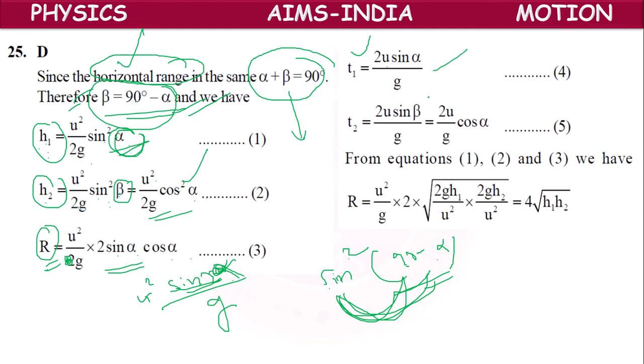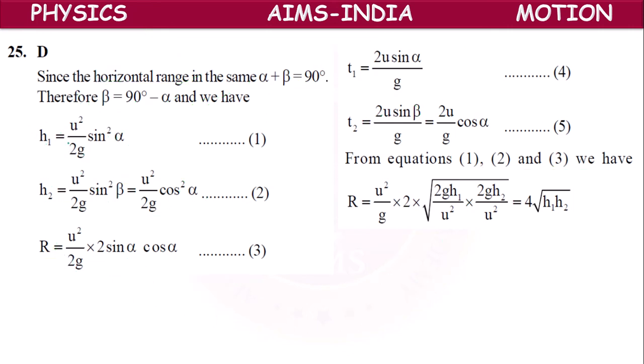The T2 value is 2u sin beta by g, but sin beta can be written as cos alpha. So from equations 1, 2, 3, what can we write? R equal to u square by g common, into 2. What is the value of sin alpha? This 2g will go to the other side, so it becomes 2gH1, and u square will come down. It will become square root of 2gH1 by u square.